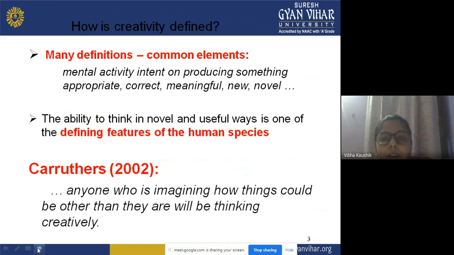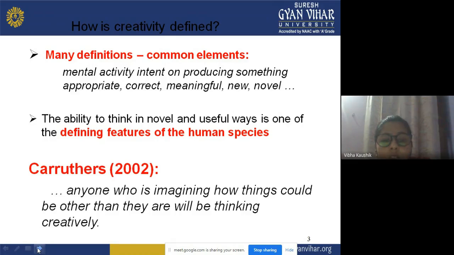Now, how is creativity defined? Many definitions, common elements, means many educationists and psychologists have defined creativity in different manners. But after discussing all the definitions, there are certain elements which are common in each definition, and these are mental activity intent on producing something, means a new thing will be produced, a new idea, an innovative idea will be there. Appropriate, which is right, correct, meaningful, useful, new, novel.